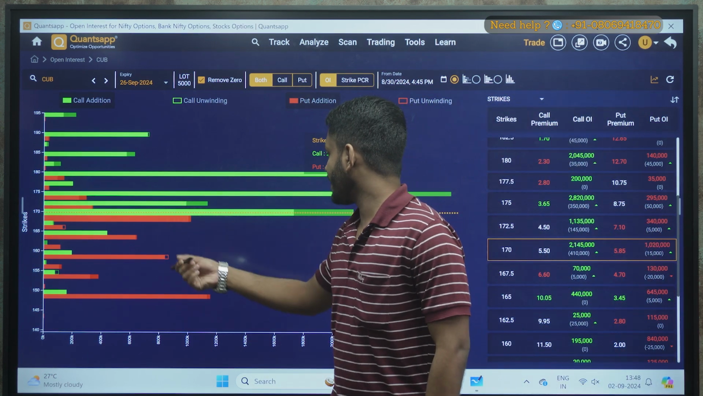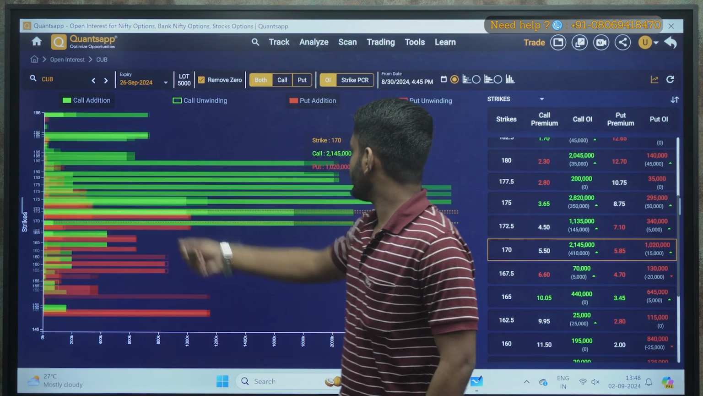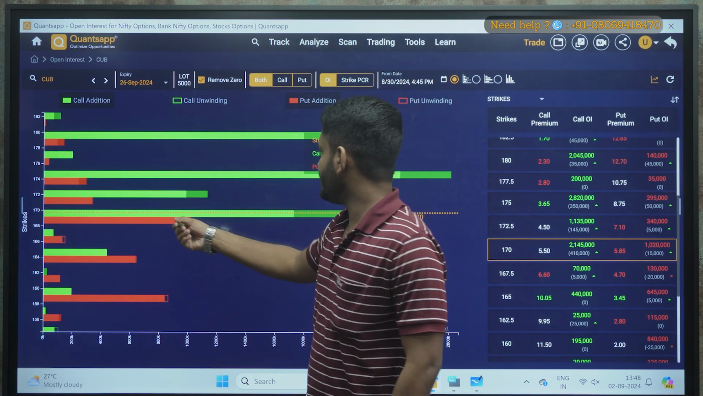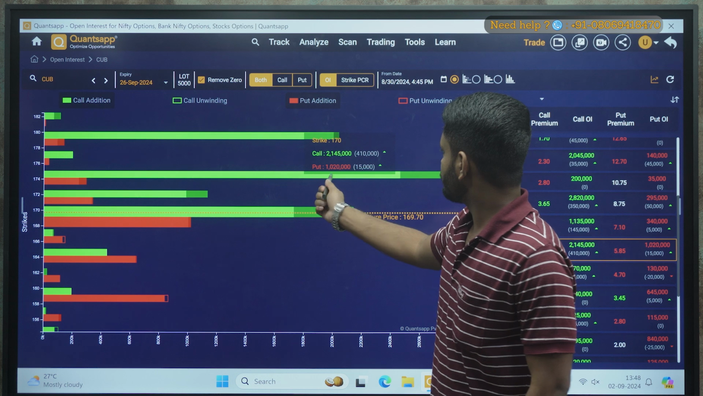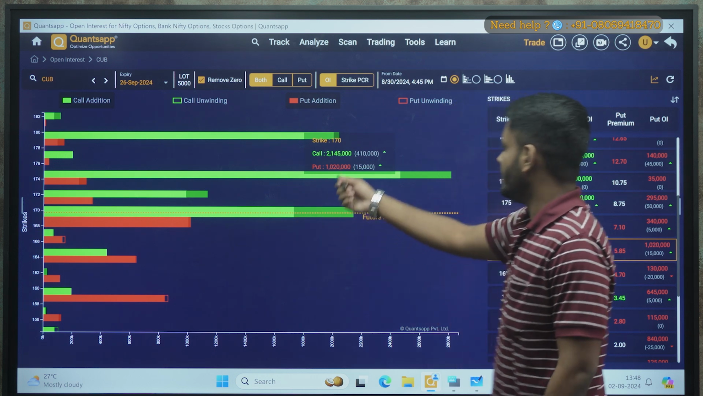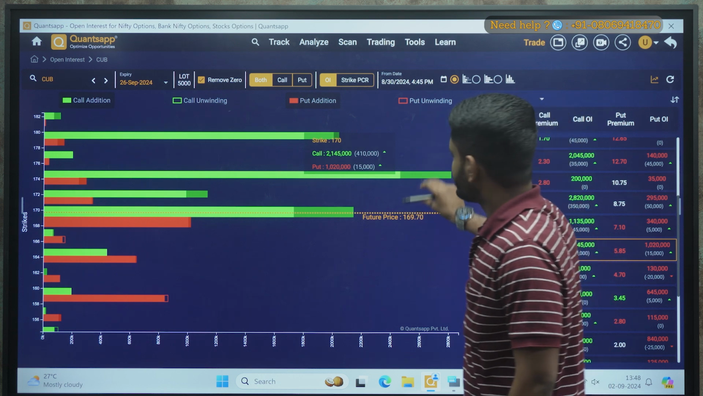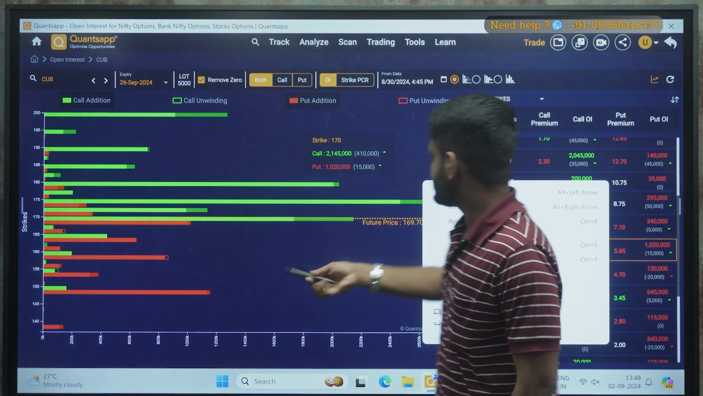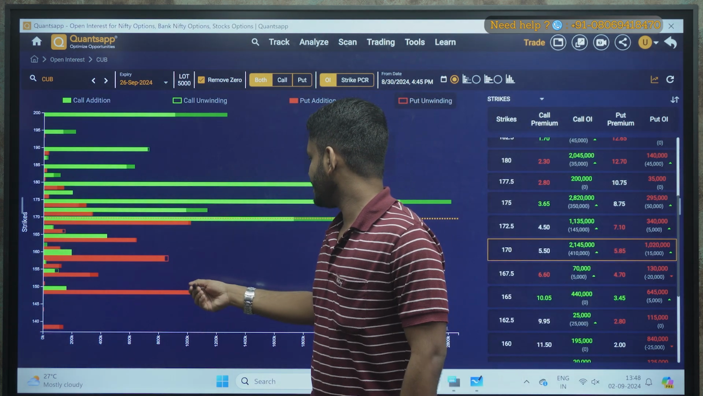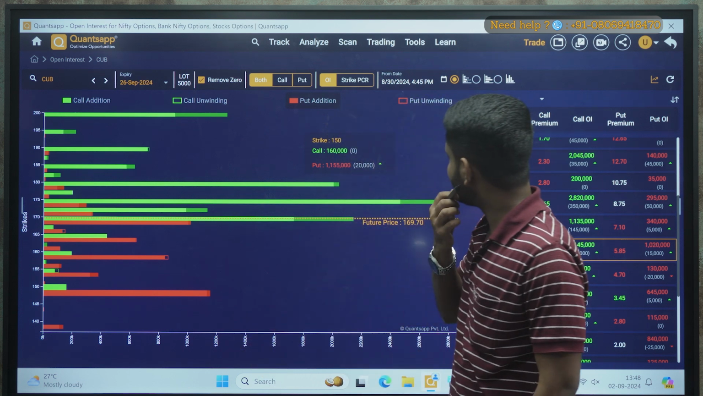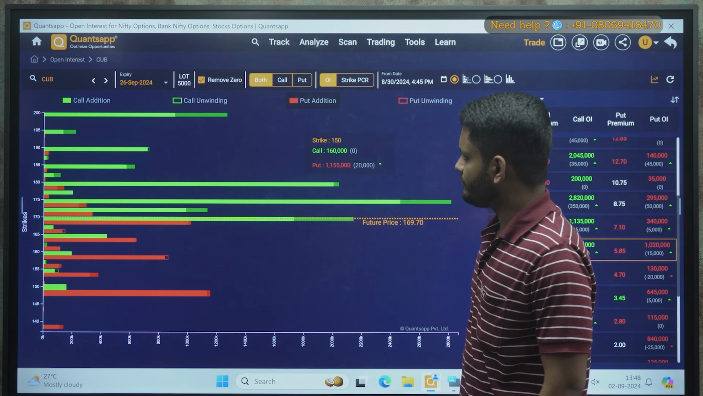Now for City Union Bank, as of now, the immediate support level I can see is the 170 level. Here I can see the put addition, but the put addition is very less. If you see, 10 lakh 20,000 contracts are opened, but 15,000 contracts got added. So as of now, we can say this is a decent support, a recent swing, and then the next support is somewhere around 150 levels.